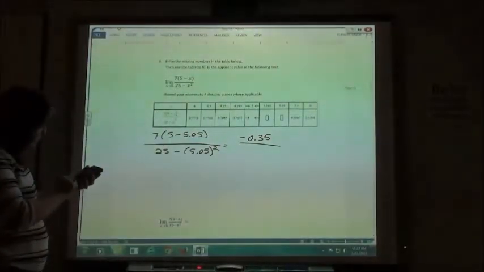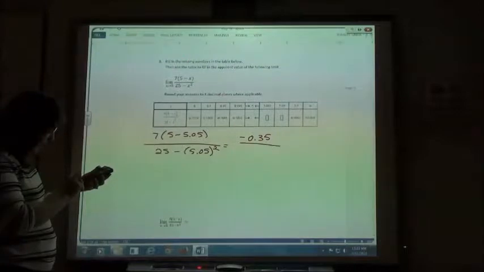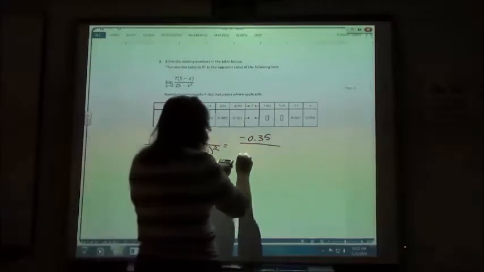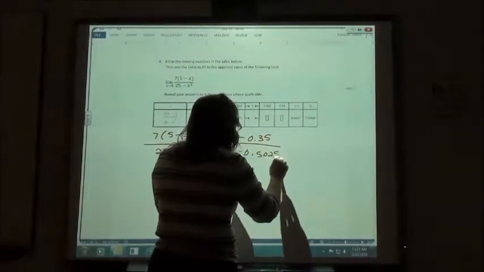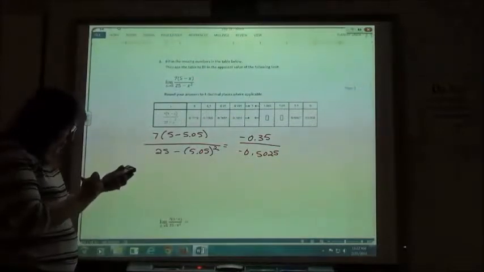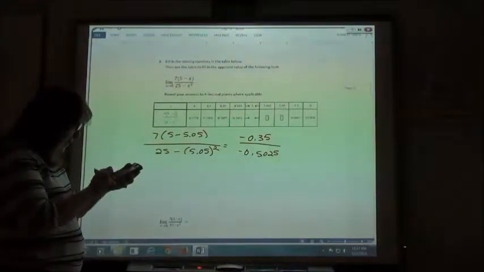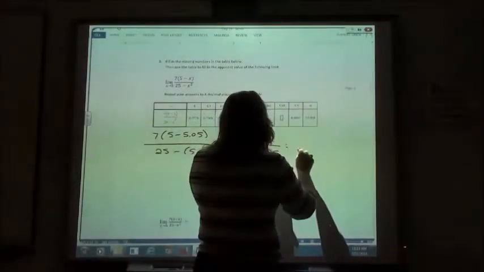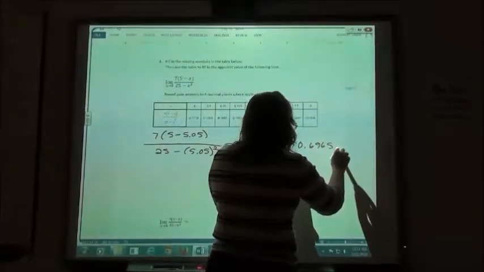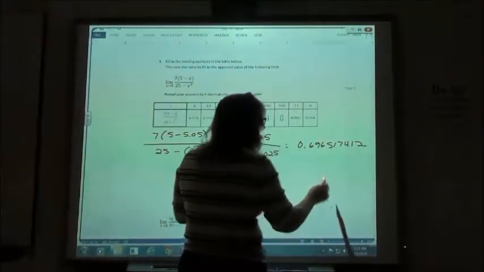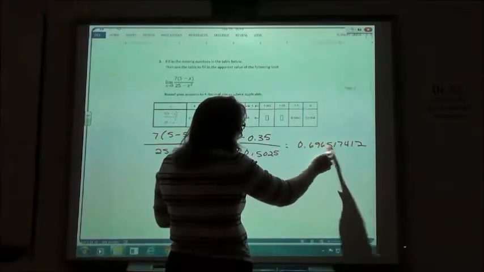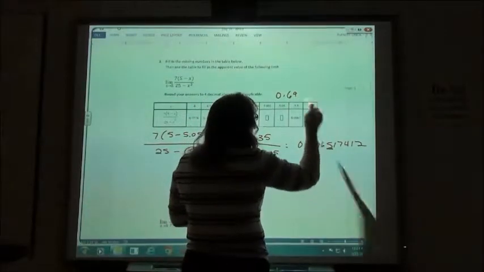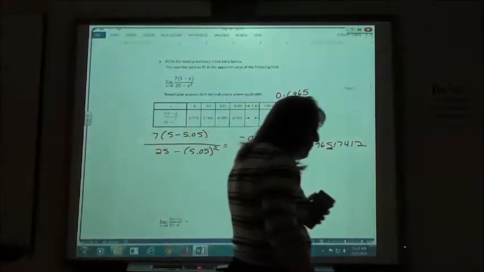On the bottom, 25 minus parentheses 5.05, close my parentheses and square that, would give me negative 0.5025. And so I'm going to divide negative 0.35 divided by negative 0.5025 gives me 0.6965174112. So to 4 decimal places, there's a 1 behind there. I'm going to have 0.6965 when I evaluate at 5.05.